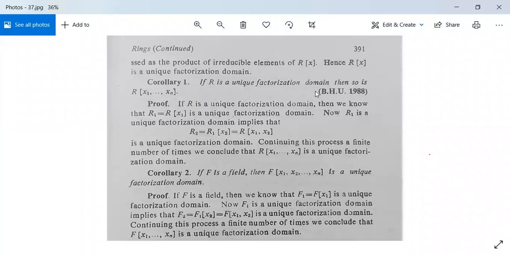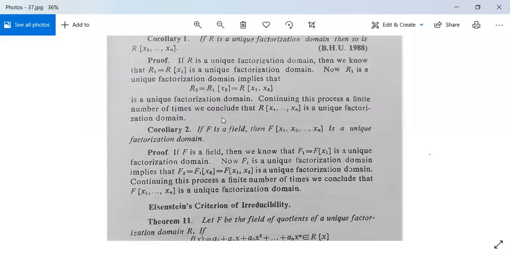If R is a unique factorization domain, then so is R[x1, x2, and so on, xn]. See its proof. If R is a unique factorization domain, then we know that R1 = R[x1] is a unique factorization domain. Now, R1 being a unique factorization domain implies that R2 = R1[x2], meaning R[x1, x2], is also a unique factorization domain. Continuing this process a finite number of times, we conclude that R[x1, x2, and so on, xn] is a unique factorization domain.